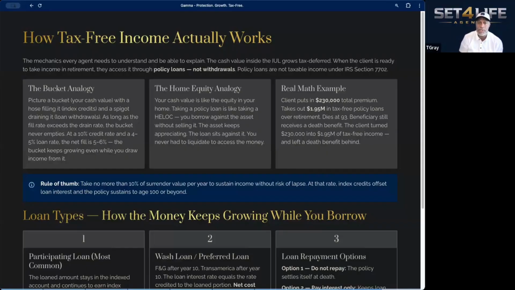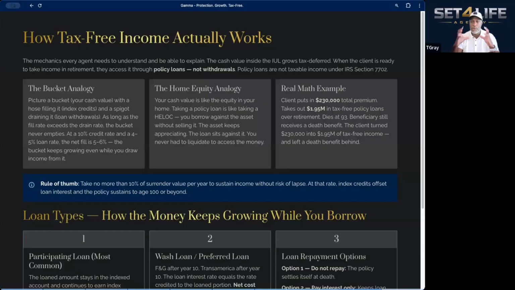Another analogy is to look at it like the equity in your home. Taking a policy loan is like taking a HELOC, right? A home equity line of credit. You're borrowing against the asset, but you didn't sell the house, right? The house continues to grow in value. The loan is just sitting against it. You don't have to liquidate, you don't have to sell the house to access the money.